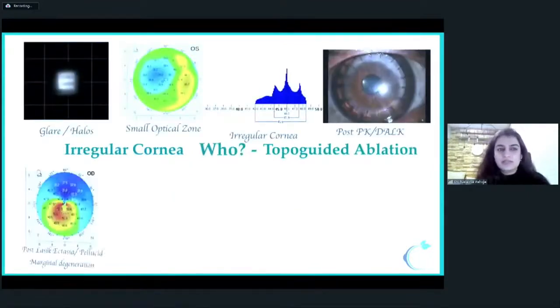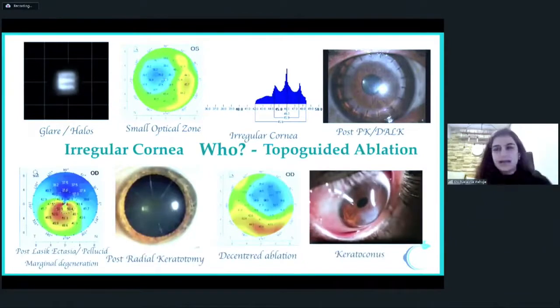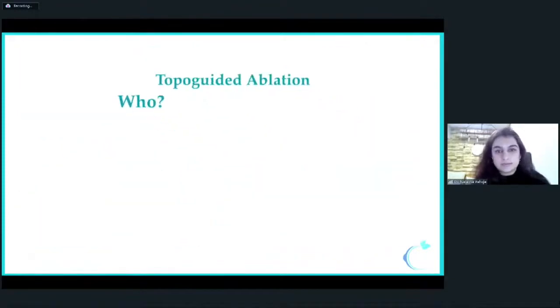Now, the irregular corneas specifically are a gamut of patients that can come to us. Most importantly, we're going to look at the most common presentations, which is zone enlargement or a decentered ablation, keratoconus patients, and of course, post-LASIK ectasia.